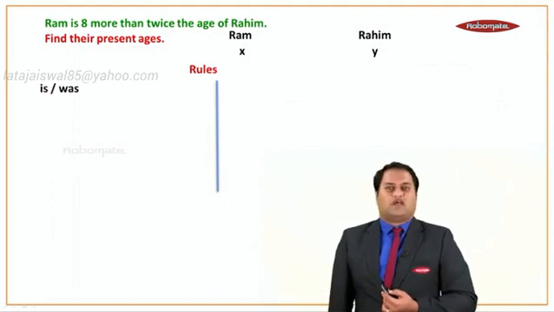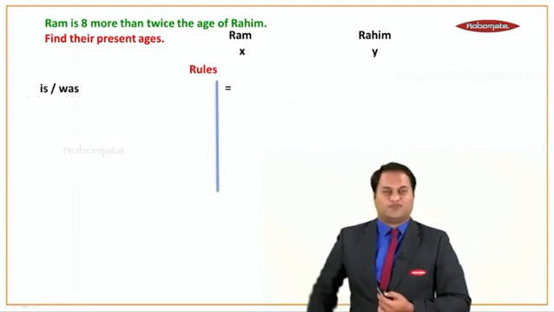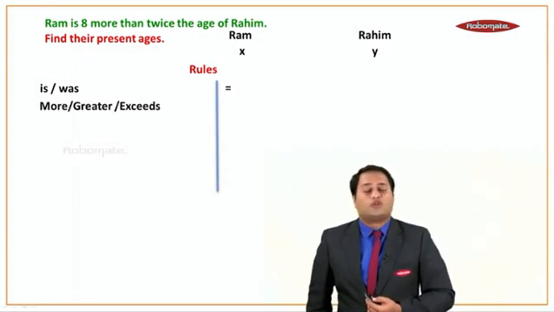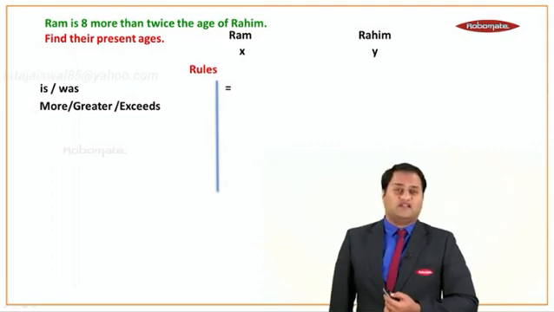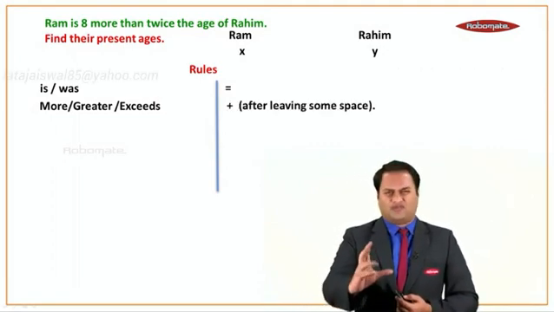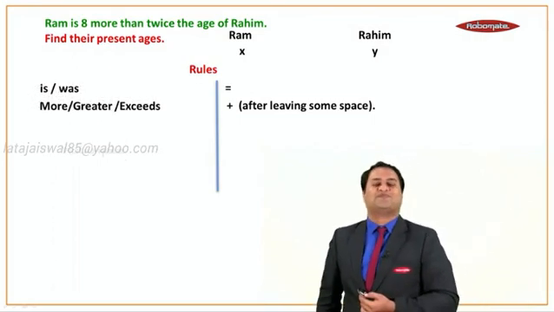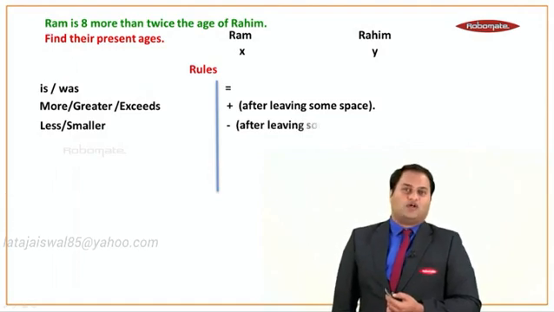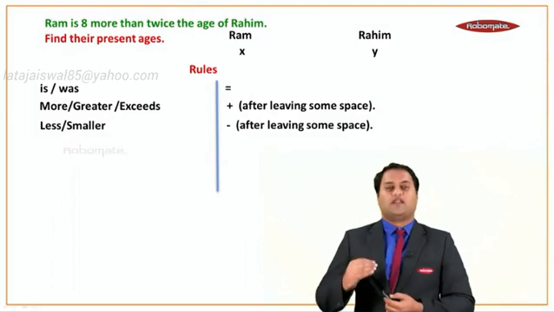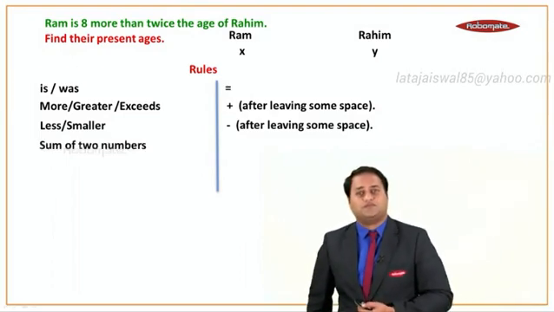Whenever you see words like is or was, replace it by equal to. So is or was in English, equal to in maths. More than, greater than or exceeds: you should write plus after leaving some space. What do we mean by after leaving some space? You will understand once we start with the sum. Less, smaller: minus after leaving some space. So more than, greater than, exceeds, leave some space, plus.